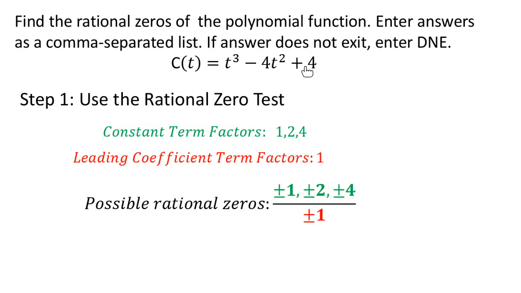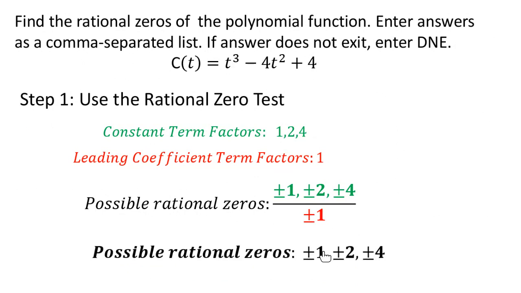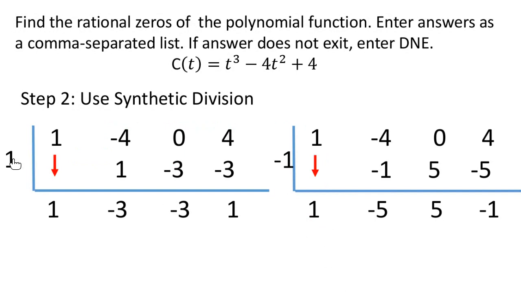Okay, so let's see. So here we have another one, right? So the factors of 4 are 1, 2, and 4. The factors of 1 is 1. So my possible zeros are 1 divided by 1, 2 divided by 1, and 4 divided by 1. And we're going to check with synthetic division. So I'm going to speed up the process a little bit. So you've noticed if we use 1, it didn't work. If we use negative 1, it doesn't work either.